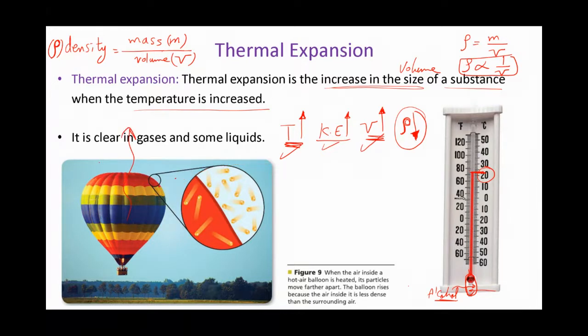So why does the balloon move up? The balloon moves up because the density of particles inside the balloon is less than the density of air molecules outside the balloon. Why is that? Because the temperature inside the balloon is higher than the temperature outside the balloon. And they do it by a heat source. They use a heat source to heat up the gas or the air inside the balloon. Okay?